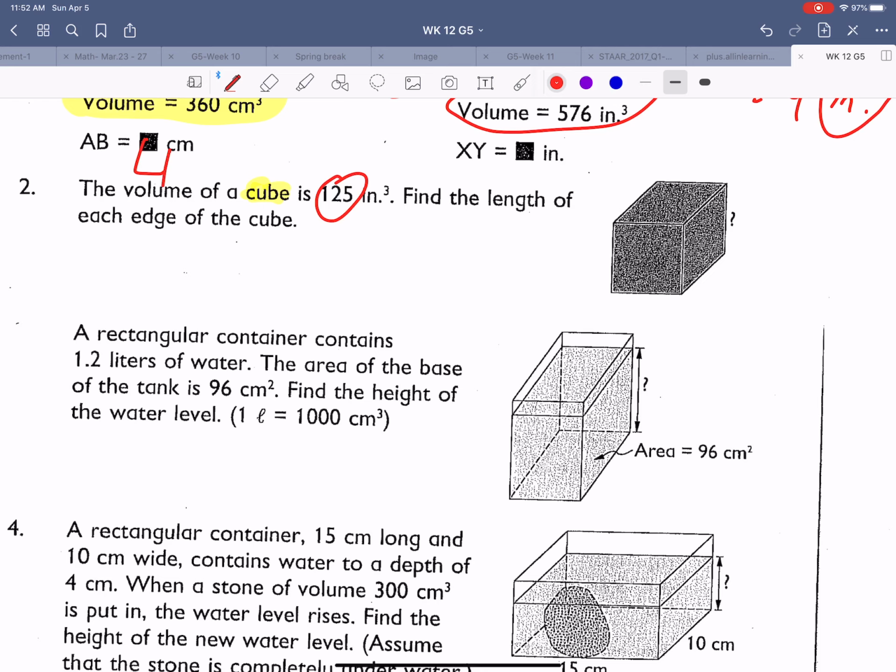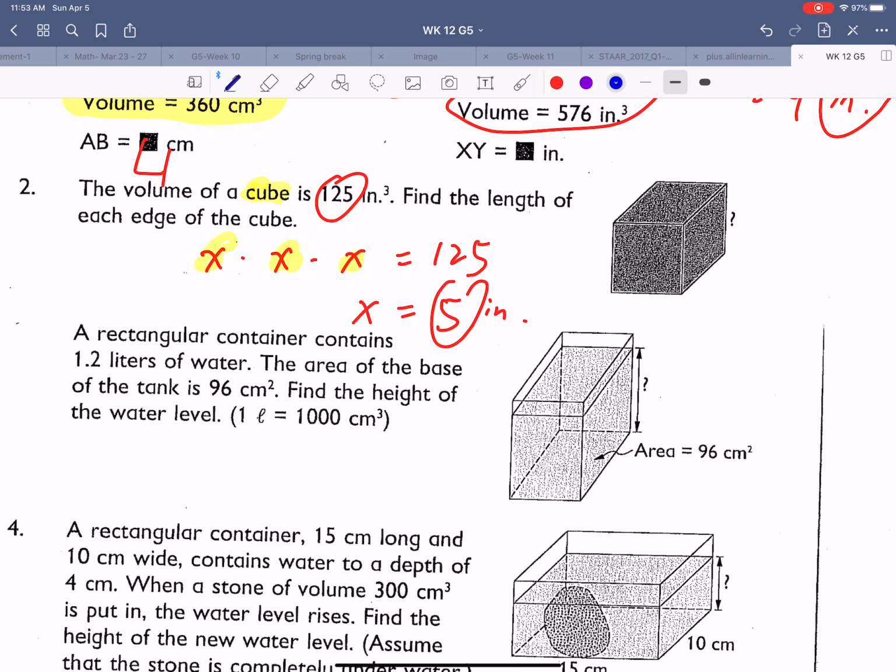So cube is a special prism. It has all 6 identical squares. So you are doing x times x times x, length times width times height, because they're the same. So x times x times x equals 125. So you're trying to figure out what number times by itself, the identical 3 numbers equals 125. You may pause the video and think by yourself right now. And after you figure out, answer gonna be 5 inches. Okay, 5 times 5, 25, 25 times 5 gonna be 125. Answer for number 2 gonna be 5 inches.